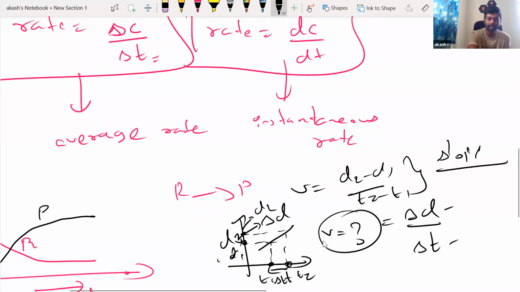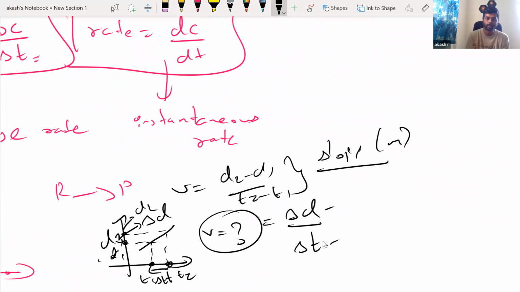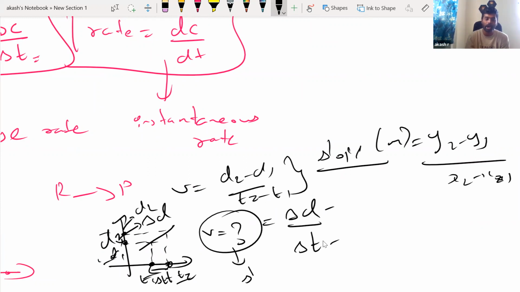What is slope? How do you find slope? M. What is the formula? Y2 minus Y1 divided by X2 minus X1. The same thing only I did. Say I took D2, D1, T1, T2, X-axis, Y-axis. This is nothing but the slope. So from the distance time graph, if I ask you to calculate the velocity, all that we have to take is the slope. That is what we need to do.